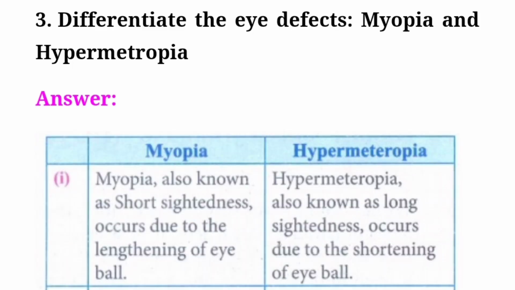Third question, differentiate the eye defects myopia and hypermetropia. Answer, first point, myopia, then hypermetropia. Myopia, also known as short-sightedness, occurs due to the lengthening of eyeball. Then hypermetropia. Hypermetropia, also known as long-sightedness, occurs due to the shortening of eyeball.